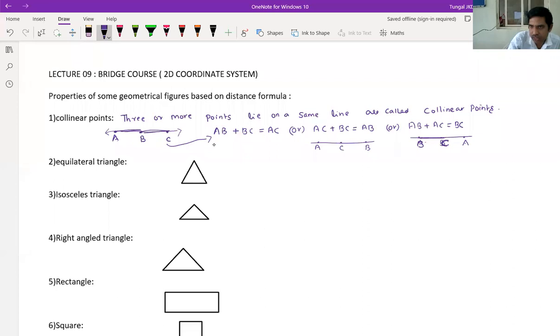Here we have to consider C. Here we have to consider A. Here we have to consider B, like that. So it depends on the position of A, B, C. That's why, since we don't know whether the first is A, second B, third C, just observe whether any one of these conditions is satisfied. Among these three, if any one is satisfied, then the given points are said to be collinear points. Understood?